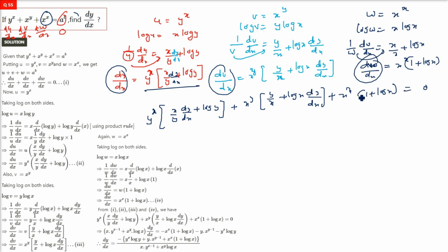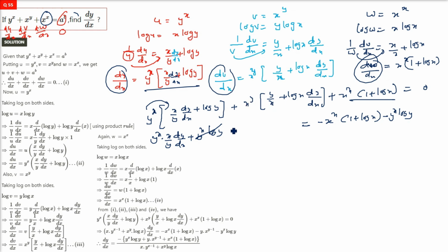equals 0. Now just take dy by dx terms together, other terms on the right, and the term with dy by dx in the denominator. That is what you have to do. You can just skip if you want, because that is what we do normally. So I'm taking the term x to the power x, 1 plus log x on the right hand side. This is y to the power x multiplied by x by y. I'm multiplying it now. And then y to the power x log y. So I'm taking it on the right hand side.